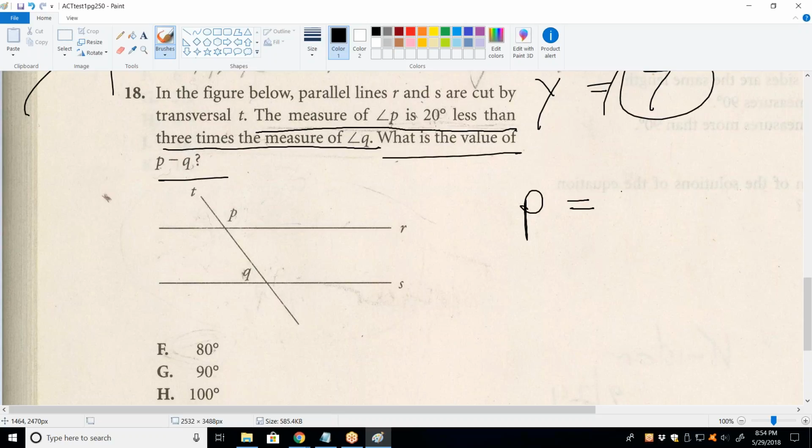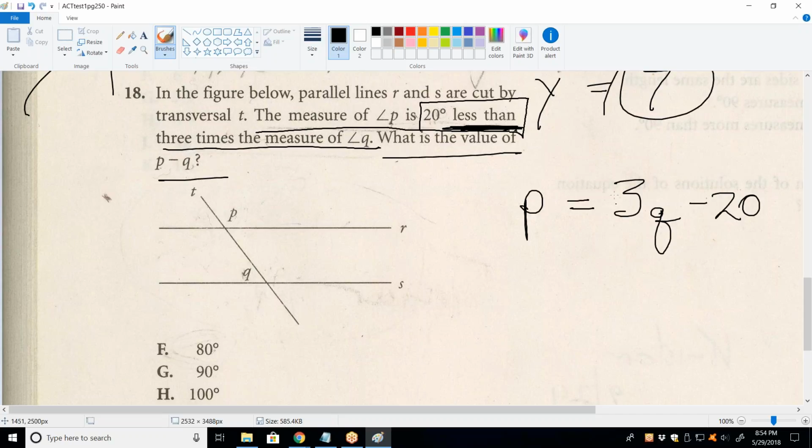The biggest mistake that everybody makes on that: you cannot write it from left to right. And they always word it like this, always, 100% of the time. A lot of people are going to make the mistake of writing that 20 minus 3Q. Well, it isn't. It's 3Q minus 20. Notice that it says 20 degrees less than. That means the 20 is being subtracted from the 3Q. Okay?